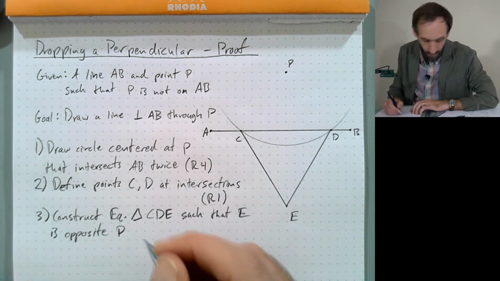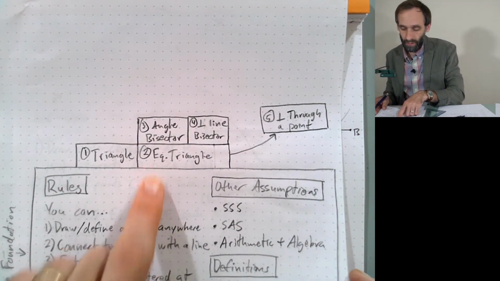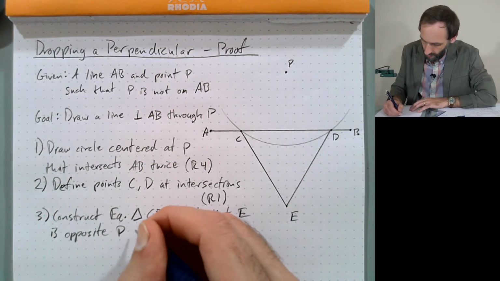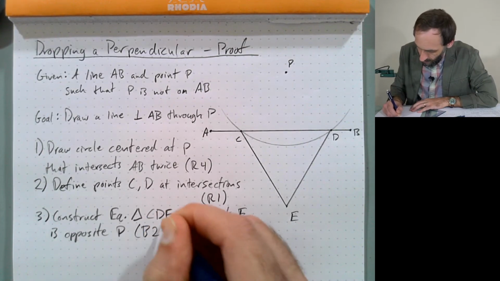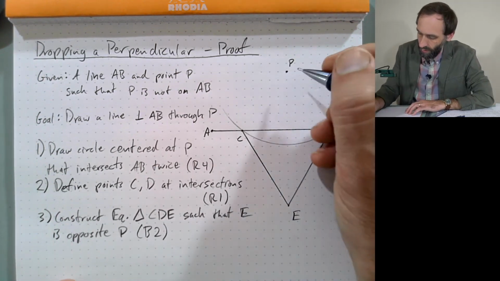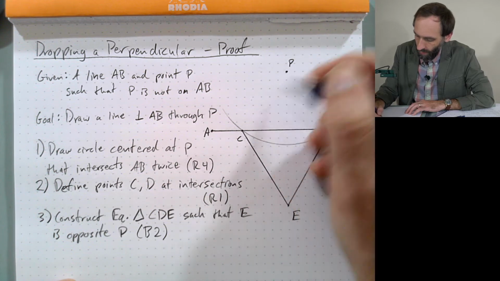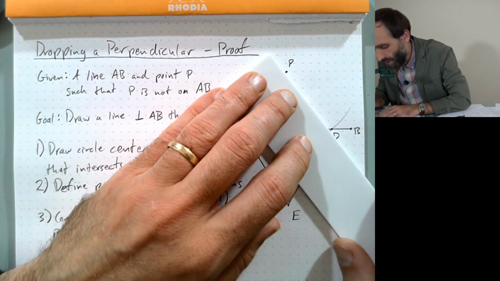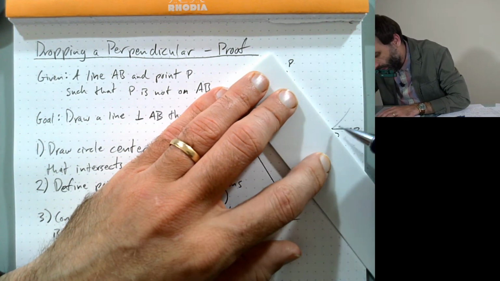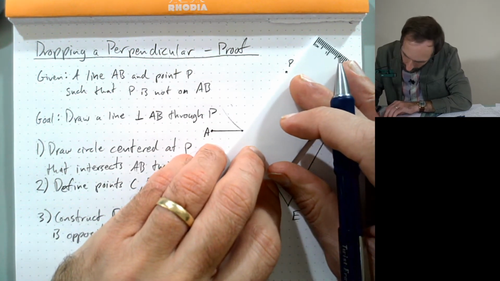Okay, what is my justification here? Well, right here, brick number 2 says I can construct an equilateral triangle. Okay, so that's brick number 2. Now I also want to draw lines connecting P with C and P with D. So let me draw those lines in as well.